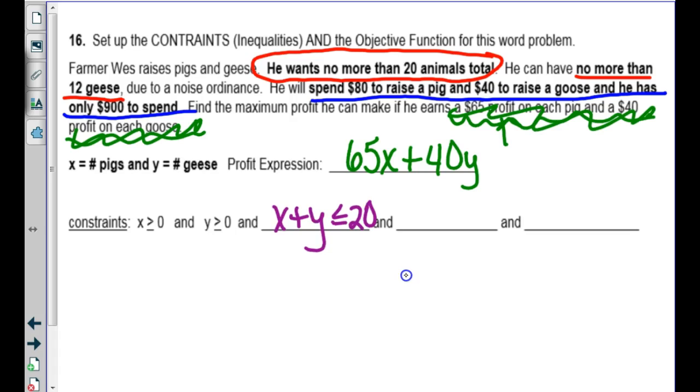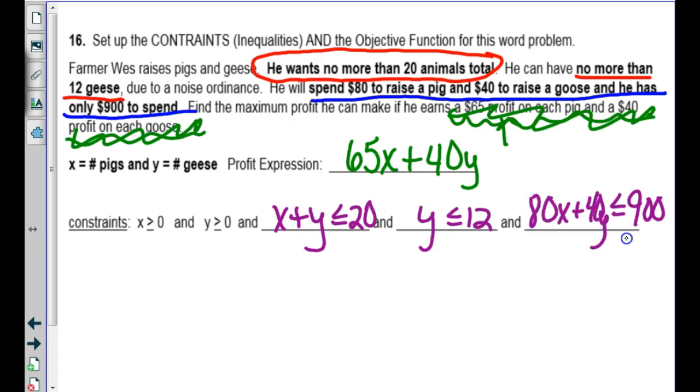No more than 12 geese. No X in that sentence, right? It's only about geese. All right, money, he has to stay less than what? $900. So it's going to be $80 a pig plus $40 a goose, has to be less than or equal to 900.